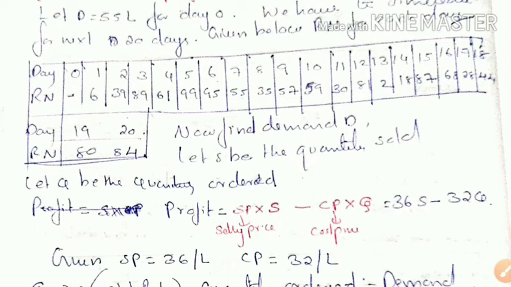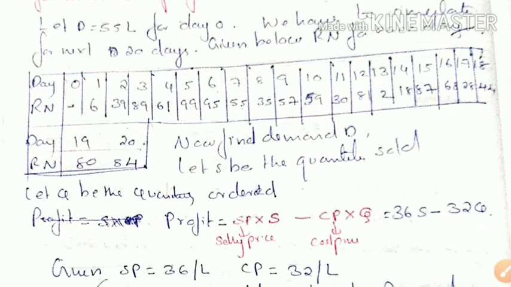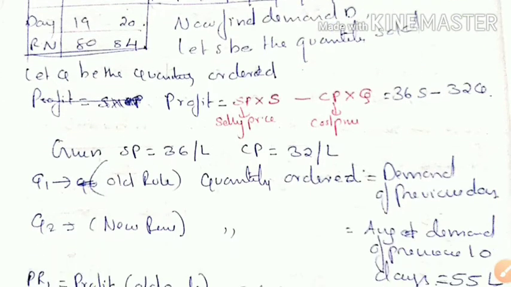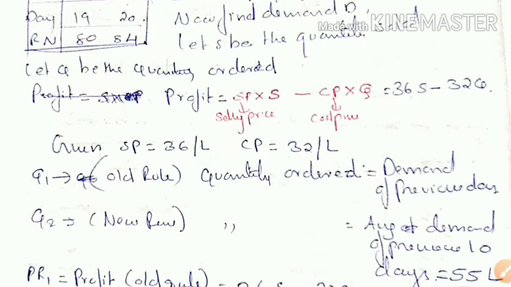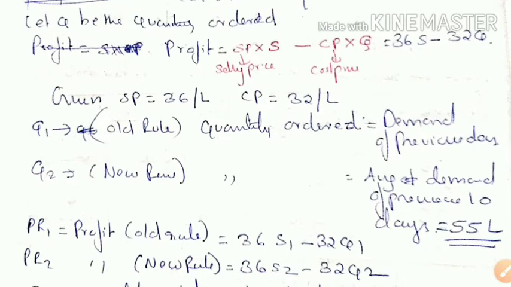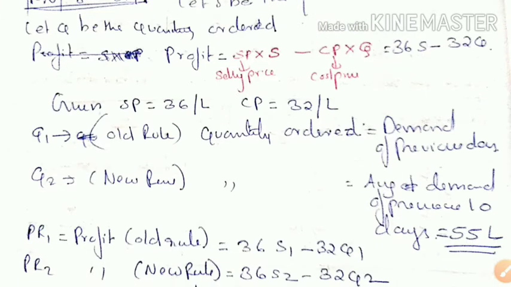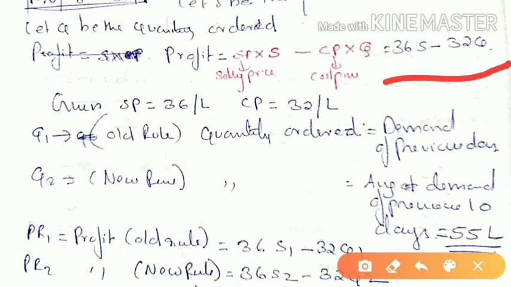For day 0, the random number is not given, so we assign the demand as 55 liters. Day 1 it is 6, day 2 is 39 and so on until day 20 it is 84. Now we have to find demand D. Let S be the quantity sold, let Q be the quantity ordered. The profit equation is selling price times sold quantity minus cost price times quantity ordered. Here the selling price is 36 and the cost price is 32. So substituting, we get 36S minus 32Q.